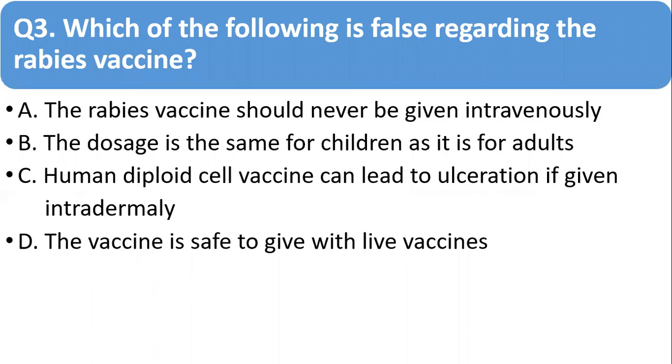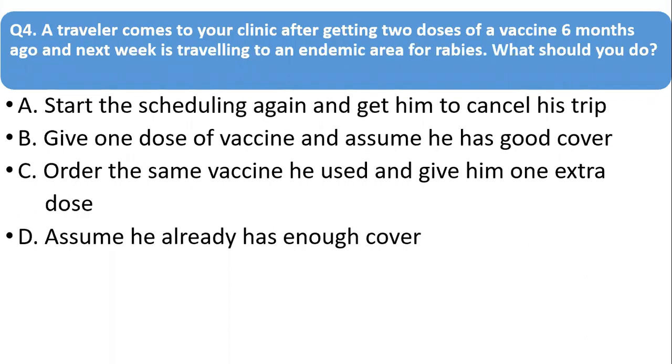Which of the following is false regarding the vaccine? C. Yes, that's it. Rabies vaccine can lead to ulceration if given intradermally. It's false. A traveler comes to the clinic after getting 2 doses of vaccine 6 months ago, and next week he's traveling to an endemic area for rabies. What should you do? C. Give 1 dose of vaccine and assume he has good cover.